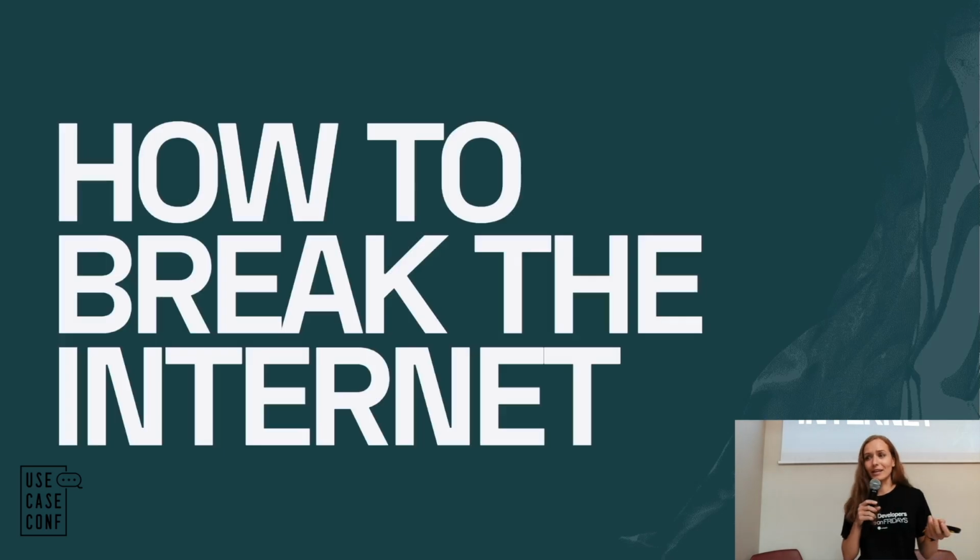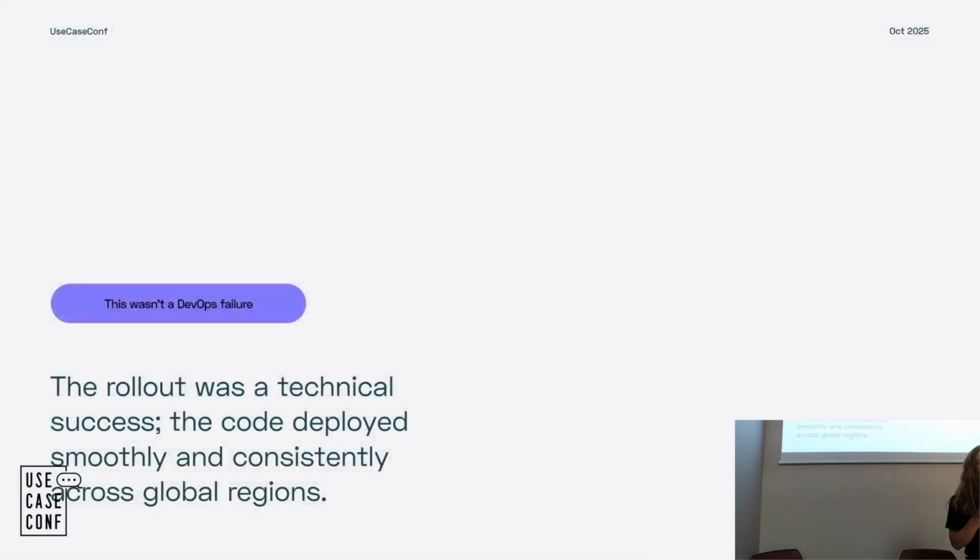And the scary thing is that if it can happen at Google with world-class infrastructure and automated testing and CI/CD pipelines and Kubernetes clusters humming, then it can probably happen anywhere. And what's interesting to me is that this wasn't a DevOps failure, because the rollout itself was a technical success. The code got deployed smoothly and consistently across all global regions. The problem was that the team had no runtime control over the feature once it was already in production.